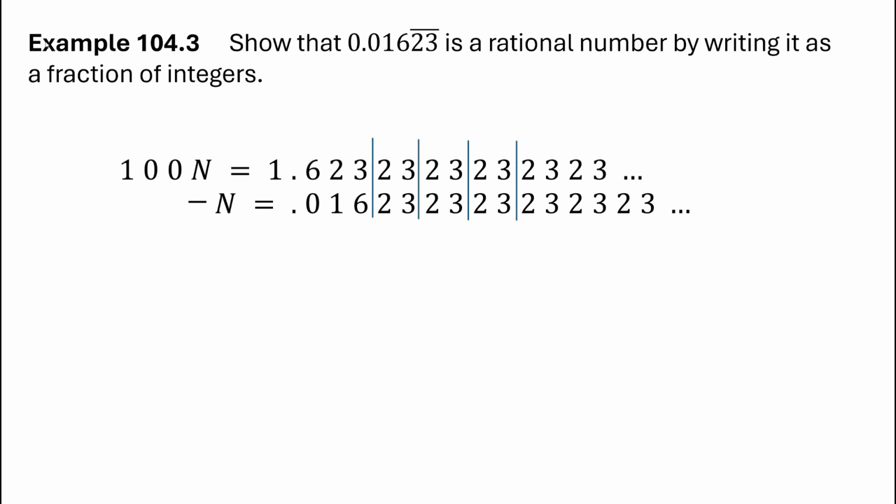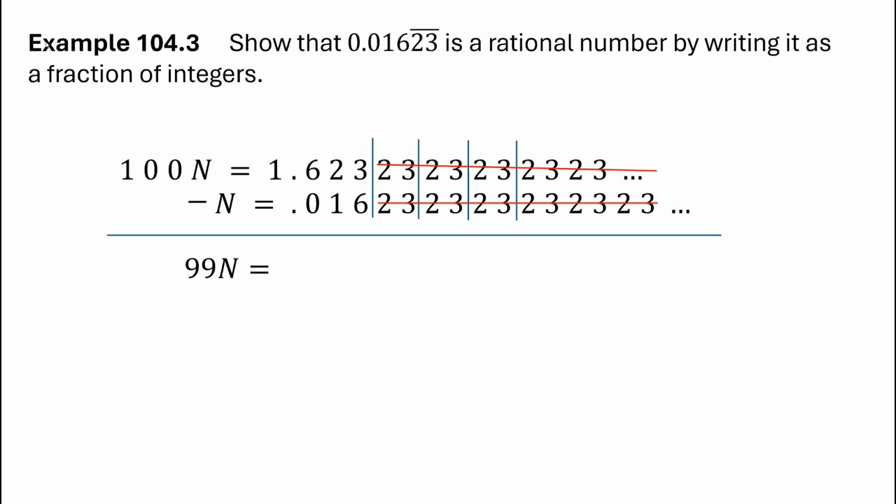Now I'm going to put in some vertical lines just so we can keep things organized and you can see what's happening here. Since I lined it up this way, all the 23s are going to cancel. When I subtract 23 from 23, I get 0. So all the 23s to infinity cancel out, and I'm just left with 1.623 minus 0.016. So that's the subtraction I'm going to do.